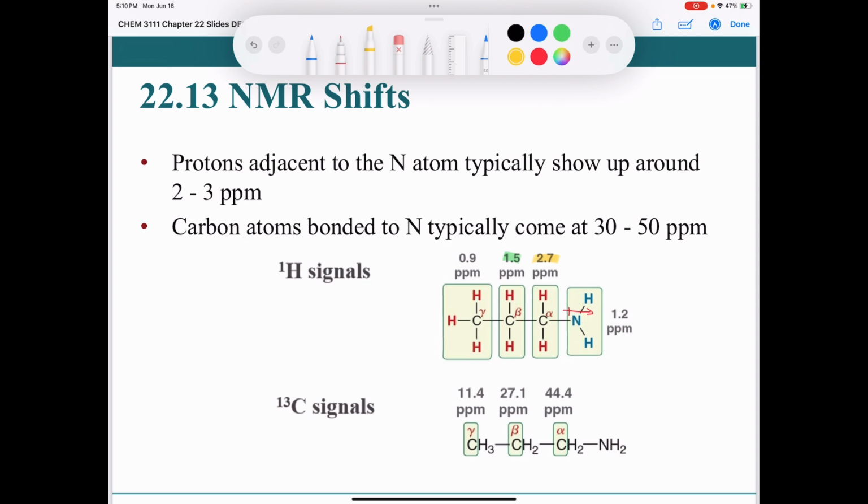In the carbon-13 NMR spectrum, we see something similar. The alpha carbon atoms typically appear between 30 and 50 parts per million, and that means they're shifted about 20 parts per million downfield due to the deshielding effect of the nitrogen atom. So again, we have our nitrogen, which is a dipole, so it's pulling electron density away. You see our alpha carbon comes out at around 44.4 parts per million, and then you see the effect tapers off for the beta, which has a chemical shift of 27.1, and then essentially the gamma carbon is not affected at 11.4 parts per million.